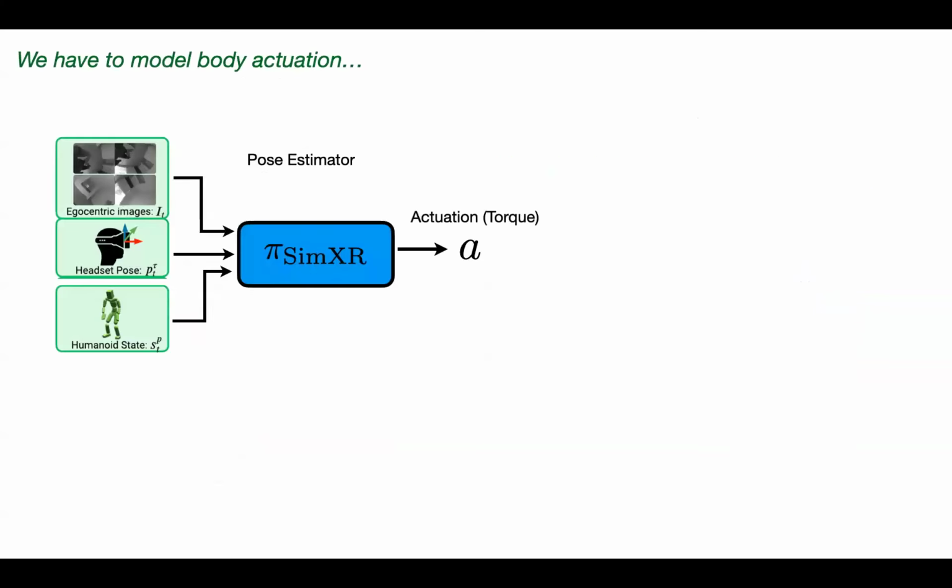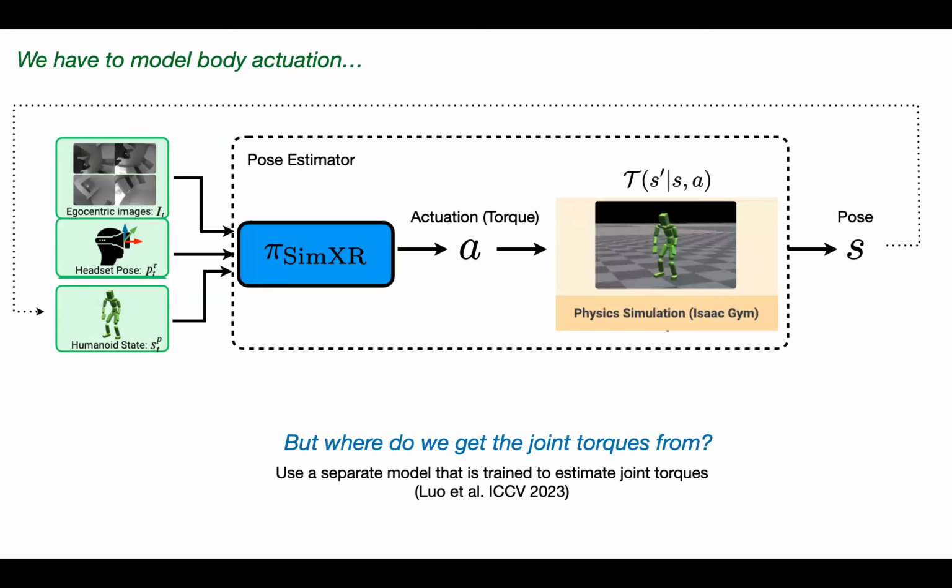All right, so I'm gonna break down the model for you into several parts. The first part we have to do is we have to solve for this policy pi, which takes as input the egocentric video, right? The headset pose. And because we're running this as simulation, we also need to know our estimated current pose of the person. Taking these 3 things as input, we now need to estimate the joint actuation. So for every joint in the body, we need to know how much power is being applied. And that's going to be our first step, right?